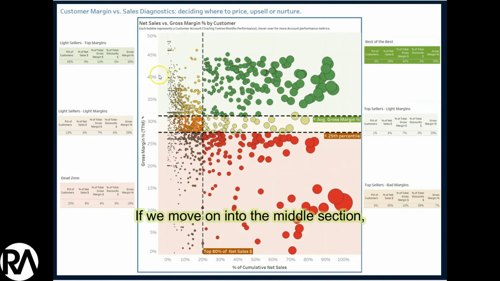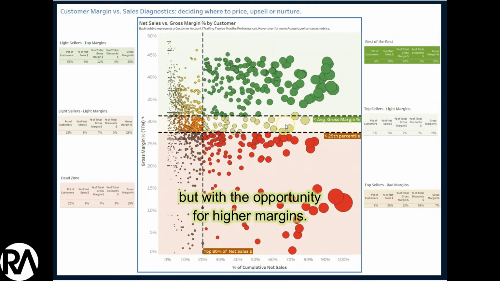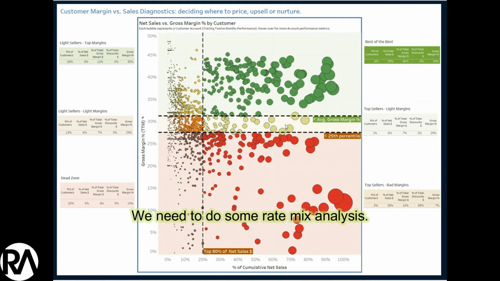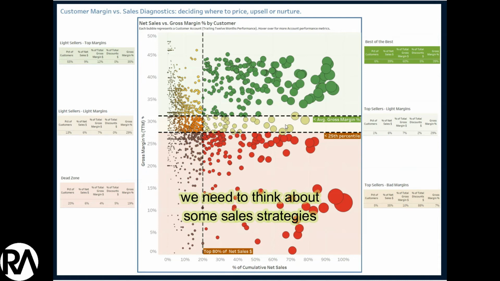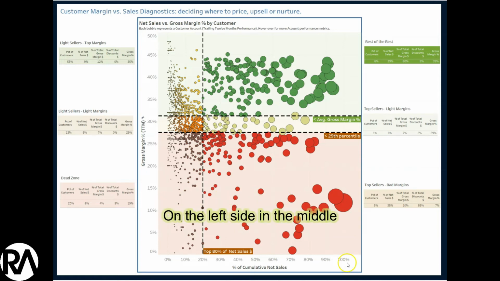If we move on into the middle section, we see our top sellers and light margins. These are some of our largest customers, but with the opportunity for higher margins. We need to do some rate mix analysis. If it's a product mix issue, we need to think about some sales strategies to trade these customers up to higher priced products.